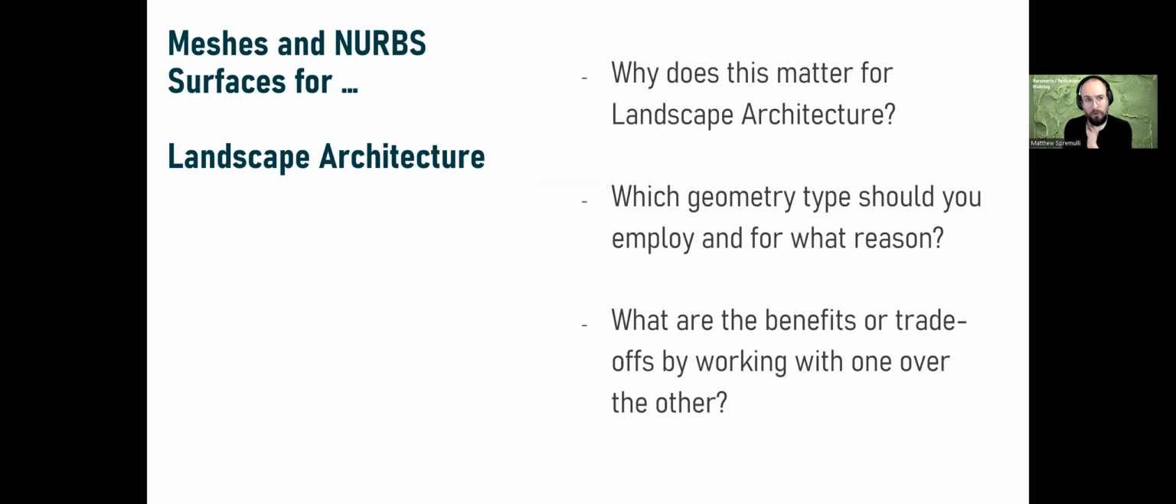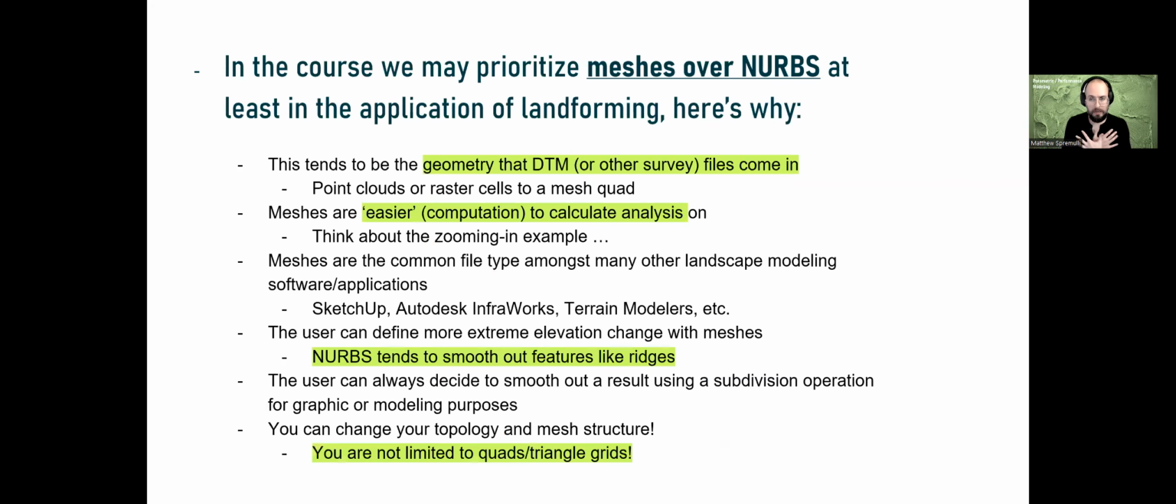Pros and cons for meshes and NURBS surfaces for landscape architects. Why does it matter? Which geometry should you use for what reason? And are there trade-offs? Again, we are going to probably prioritize meshes over NURBS, at least in the application of landforming or making topography, because this tends to be the geometry that comes in from surveys.